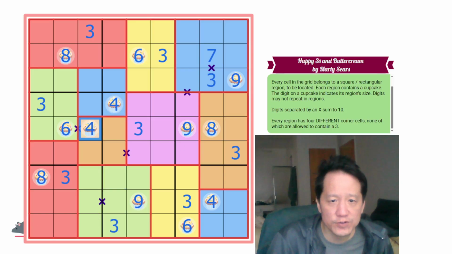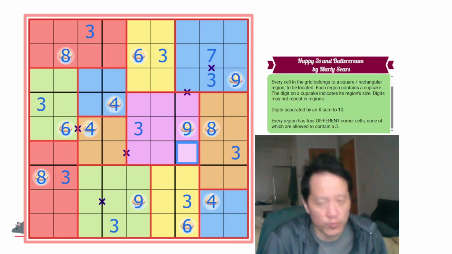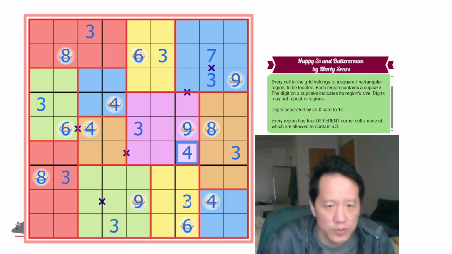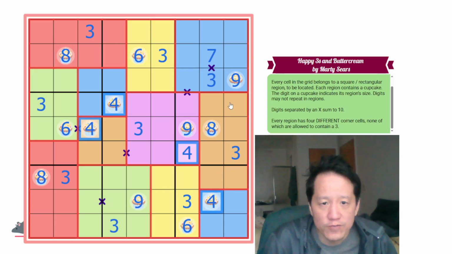This is 4, this is 4. This can't be 4, so where's the 4 in row 6? It has to be here. So this is 4. What other 4s do we have? One of these two is a 4.